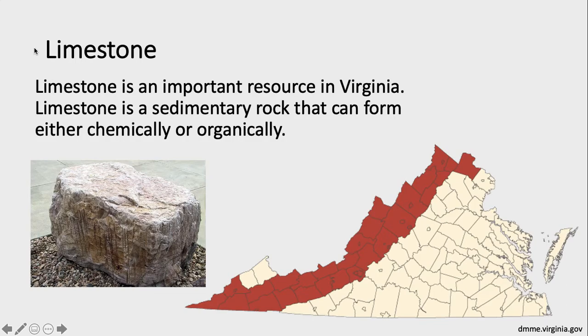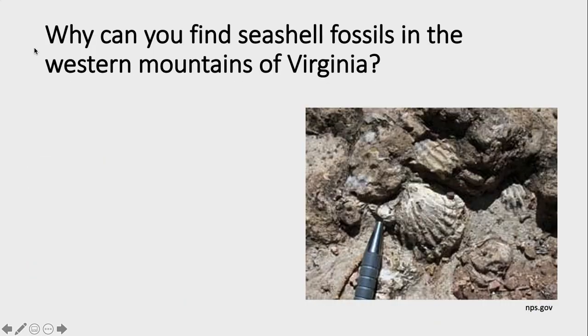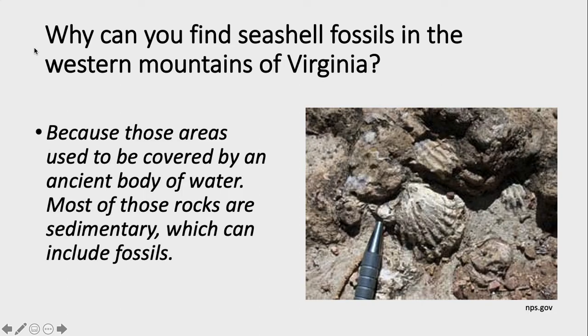Limestone is another important resource in Virginia, mostly existing in what's known as the Valley and Ridge Province, which you see highlighted here in red. So why can you find seashell fossils up there? Because that area used to be underwater. Most of the rocks in the mountains of Virginia are sedimentary, which can include fossils.